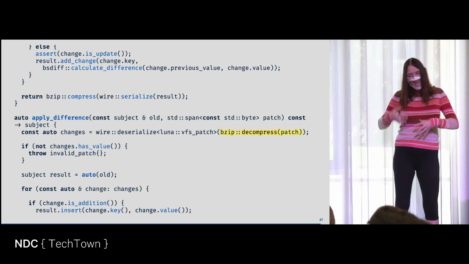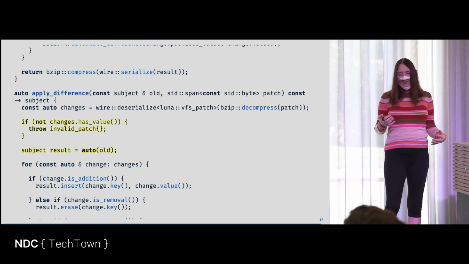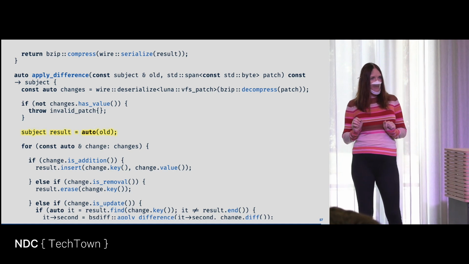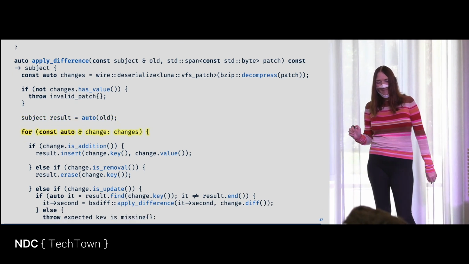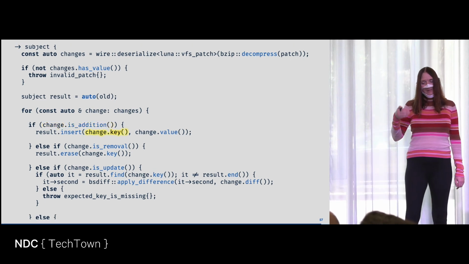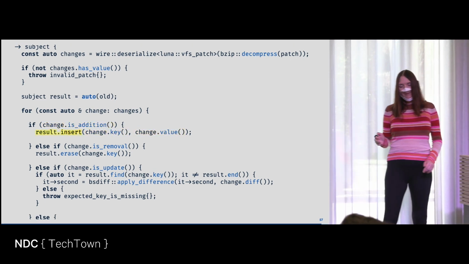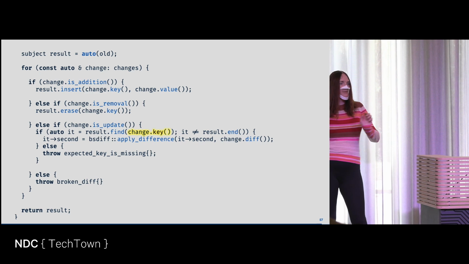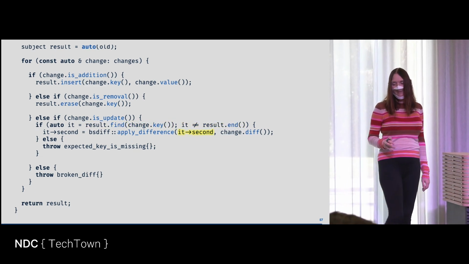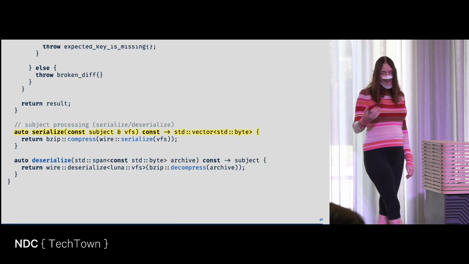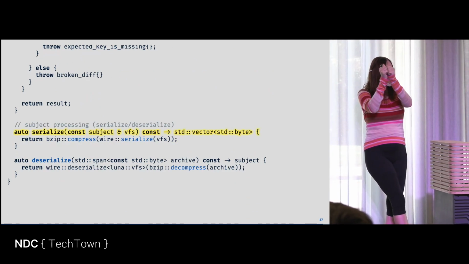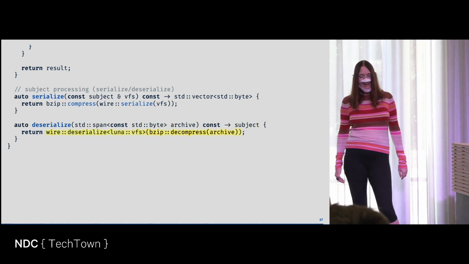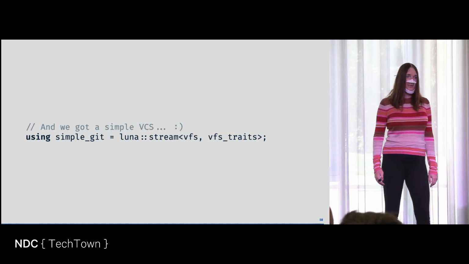Applying the difference is just deserializing the patch and creating a copy of the current virtual file system. I strongly recommend using a copy-on-write data structure. Applying the difference by addition is just inserting into the map. The removal is just erasure from the map. Change is just, I will take the key, look for it, and change the content of the value. And serialization is just, I will serialize the whole data structure and compress it. Deserialization is exactly the opposite. And that's how you make your own simple git. Thank you.